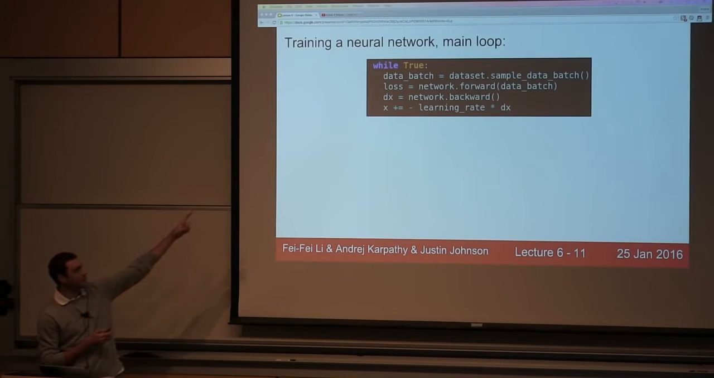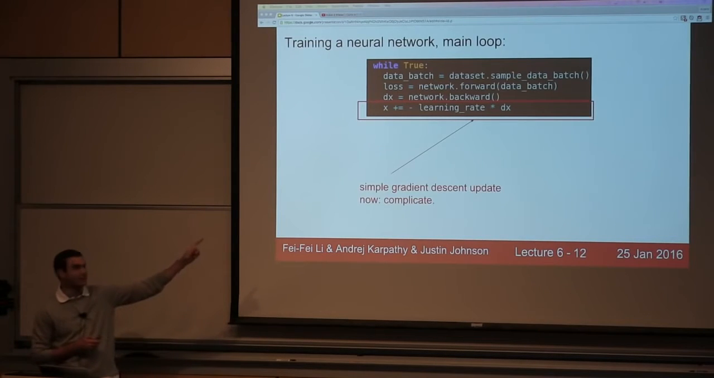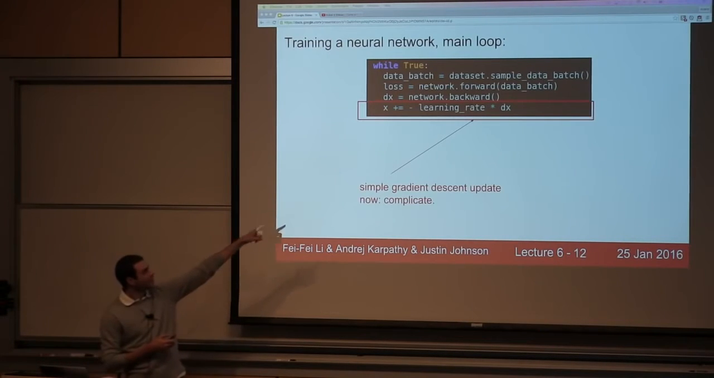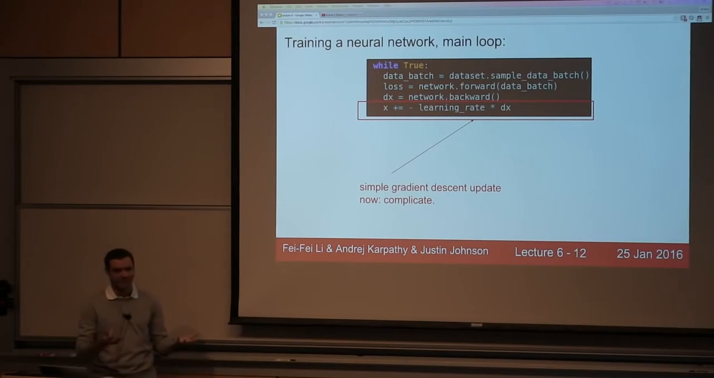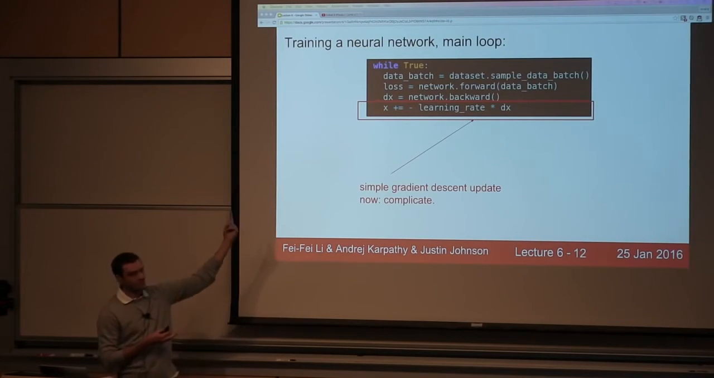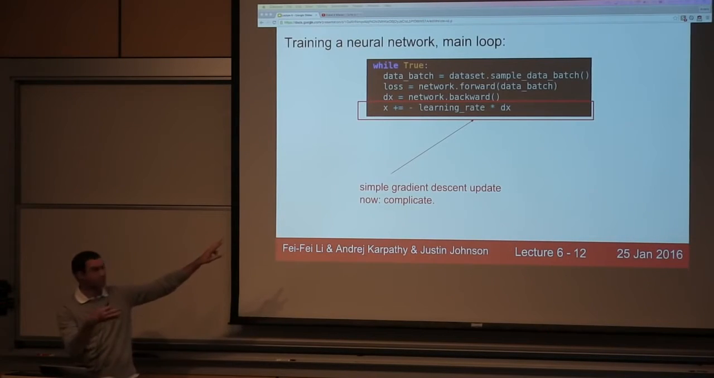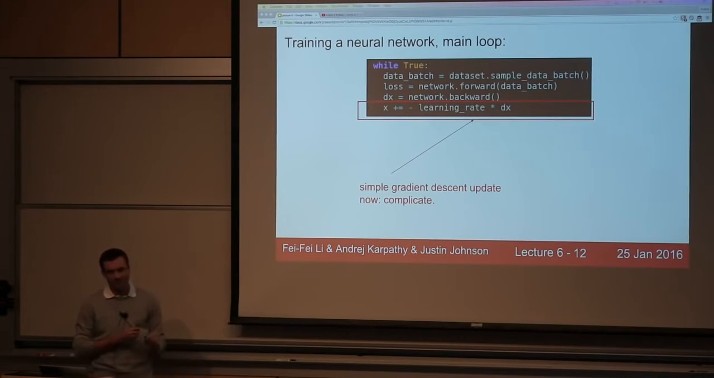We get a data batch, evaluate the loss, evaluate the gradient, and perform a parameter update. When I talk about parameter updates, we're specifically looking at this last line, where we are trying to make that more complex. Right now what we're doing is called just gradient descent, where we take the gradient that we've computed and scale it by the learning rate onto our parameter vector. We can be much more elaborate with how we perform that update.